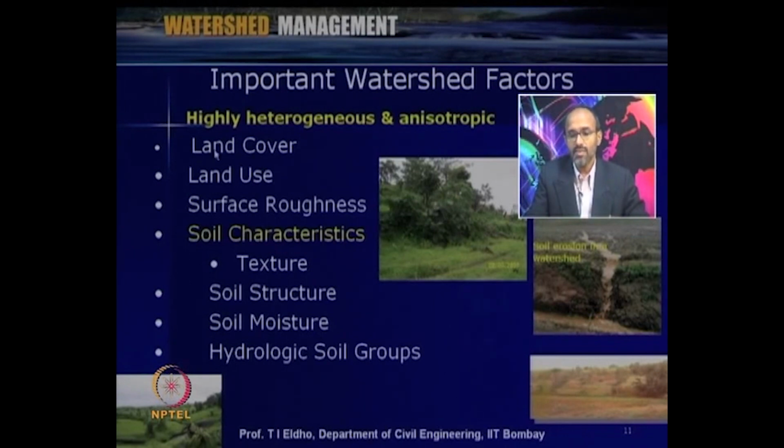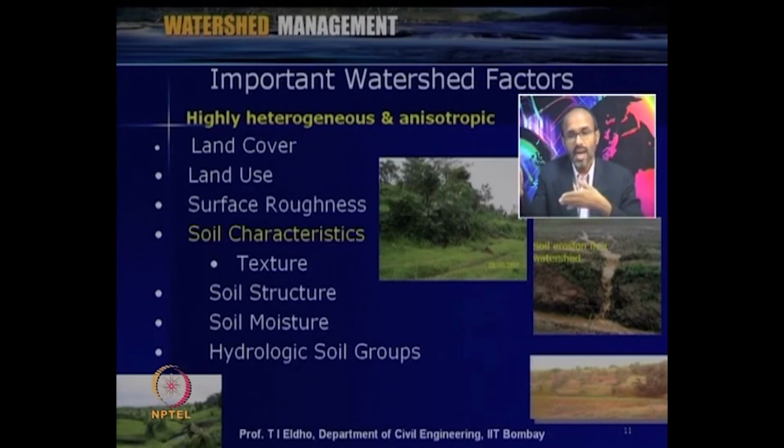Now, other parameters like land cover. You can see in this watershed, here grass is there, at another location plants are there, or at some other location trees are there. So the land cover is changing. As far as land use is concerned, some of the area may be covered by agricultural land, some of the area may be forest land, so the land use will be varying. Especially when we go for watershed modeling, one of the important aspects in scientific modeling that we have to consider is the roughness of the area.